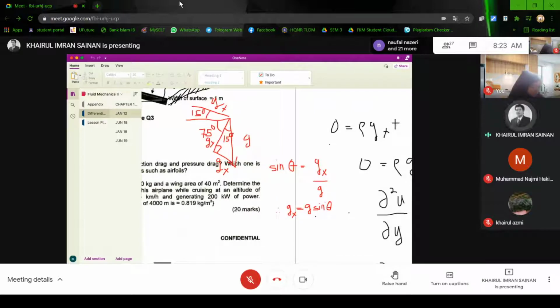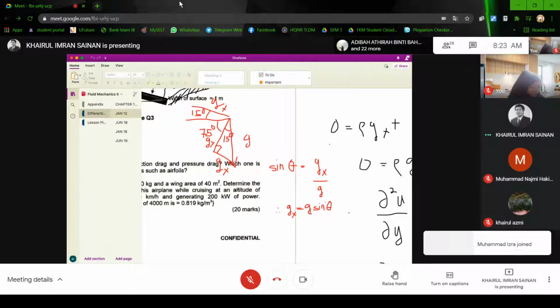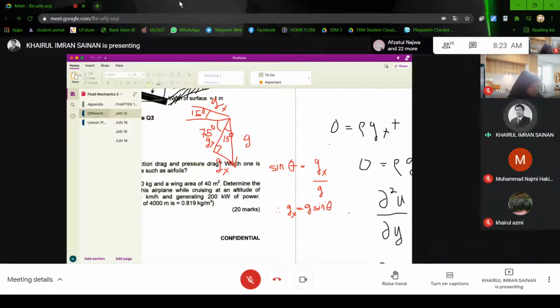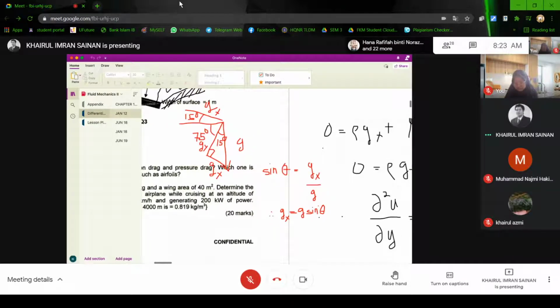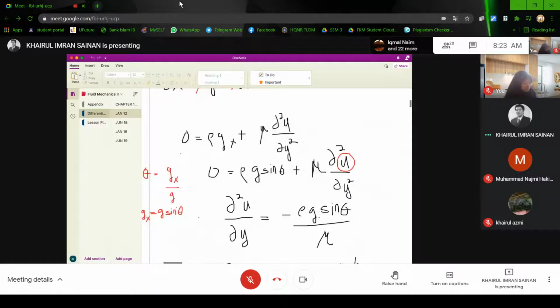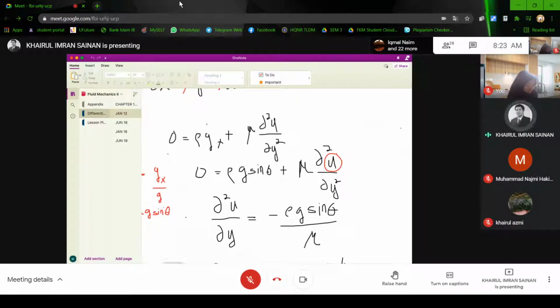So why do we do this? Because the known value of gravity is only g. So g is 9.81, right? So from there you can determine gx. So gx equals g sine theta. Then what we do is replace gx with that value. So we get this one: 0 equals rho g sine theta plus mu del squared u over del y squared.